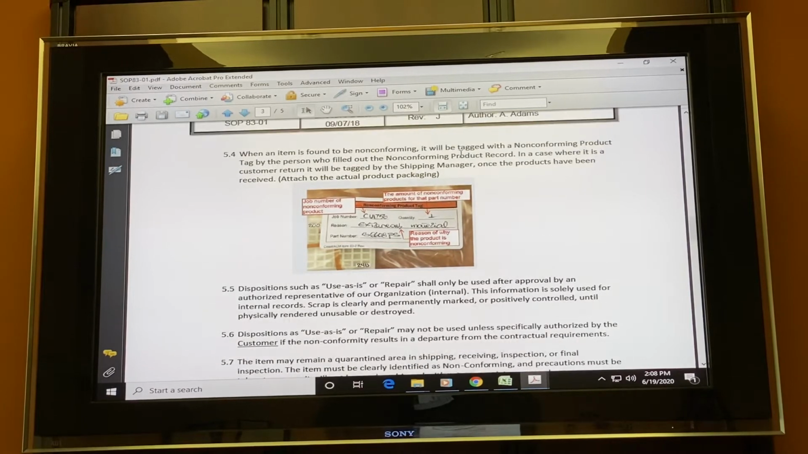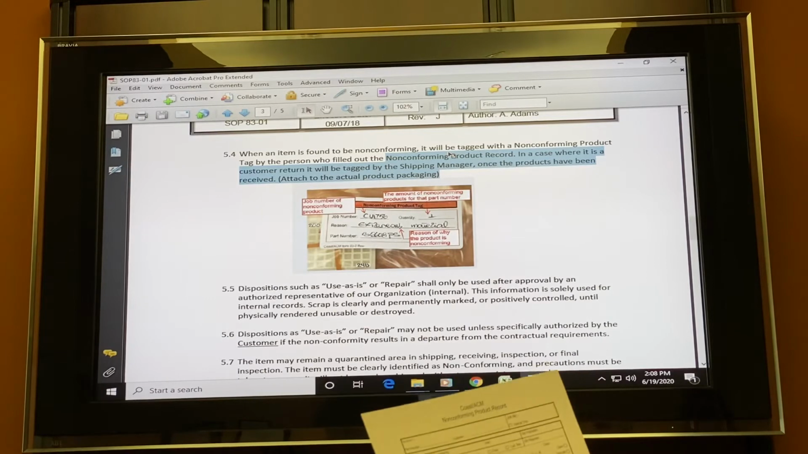Oh, so I thought this was important because I got kind of confused at first. In a case where it's a customer return, this would be filled out by Anthony. These two.